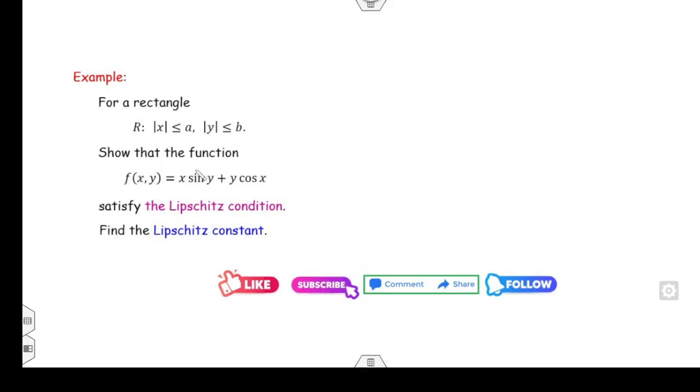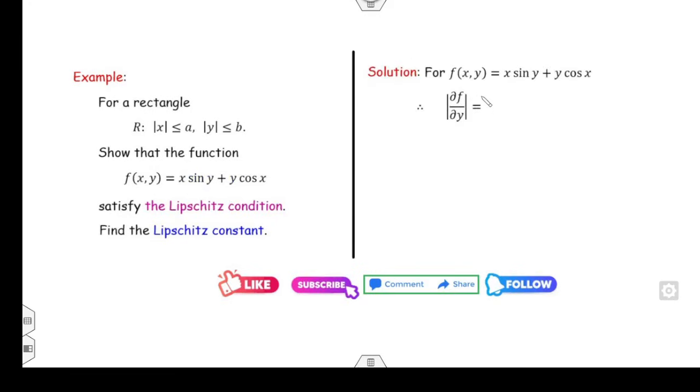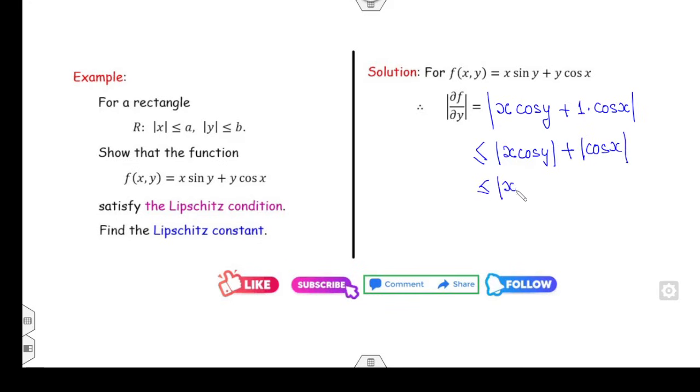Look at the next one. Again modulus नहीं लिखा हुआ. We can start with del f upon del y. Find the derivative: x cos of y plus 1 into cos of x. I can use the inequality: mod of a plus b is less than or equal to mod of a plus mod of b. Fine. I can use this number is mod of x separate, a cos of y plus cos of x. And we all know cos x and cos y are bounded functions.